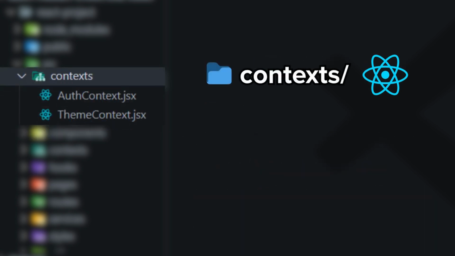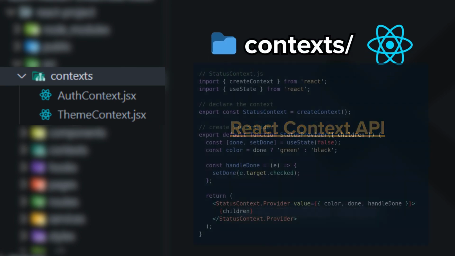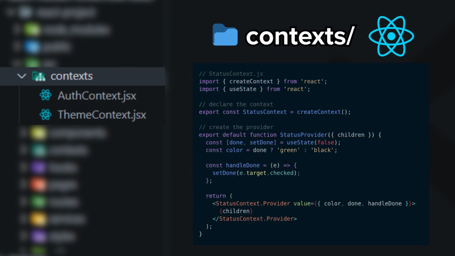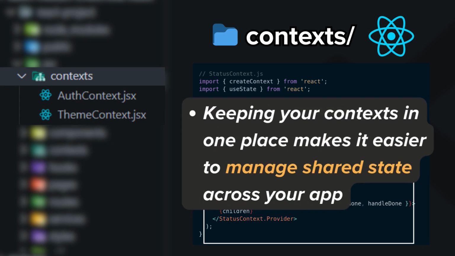Let's talk about the Context folder. If you're using the React Context API for things like global state, themes, authentication status, or language settings, this is where you should keep it all organized. Each context file usually includes a createContext call, a provider component, and any default values or logic that goes with it. Keeping your context in one place makes it easier to manage shared state across your app.